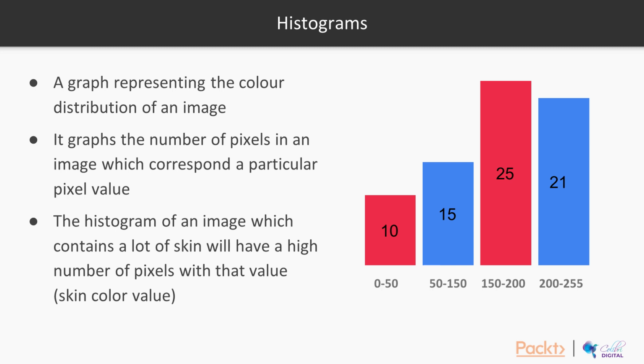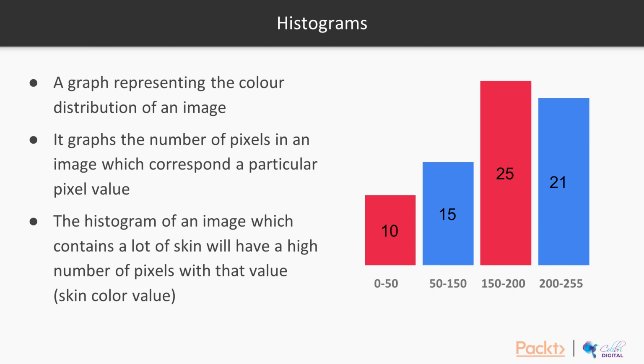There may be 10 pixels in the image, whose values lie in the range from 0 to 50. There may be 15 pixels, whose values lie in the range from 50 to 150. There may be 25 pixels, whose values lie in the range from 150 to 200, and there may be around 21 pixels, whose values lie in the range from 200 to 255. These ranges of pixel values are called bins. So we have computed this histogram with 4 bins.